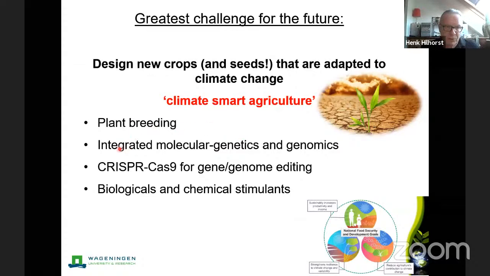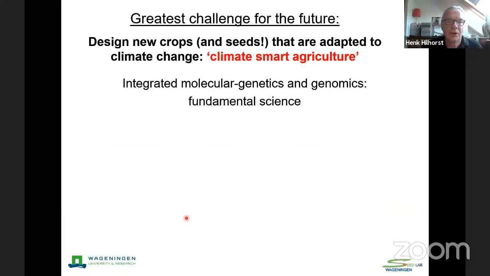Fundamental research, particularly integrated molecular genetics and genomics. And with that as a basis, we can use plant breeding and CRISPR-Cas genome editing to improve the crops. But also, to improve the quality of seeds, we can use biologicals and chemical stimulants. So not improving seed quality by genetic means, but by other means. I will have 1 or 2 slides about that.